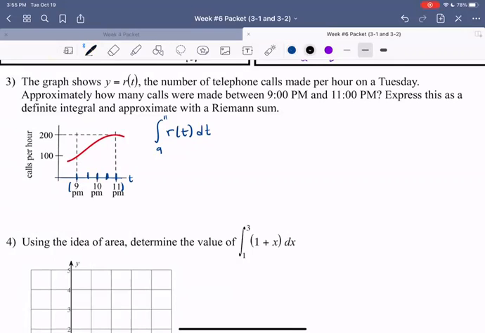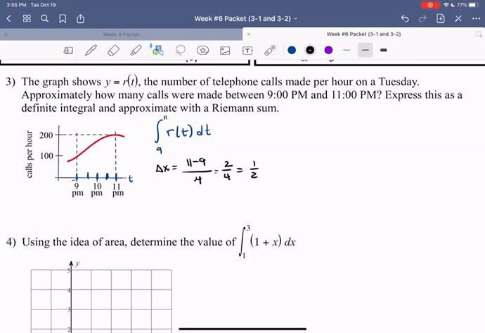So we can do that a couple ways, change of x here. We could actually use that formula. So with 9 and 11, so 11 minus 9, all over 4, we get 2 over 4, which is 1/2, half hour. And we can also just see that on the graph. Okay, so our change of x is 1/2. So let's go ahead and use the left endpoints.